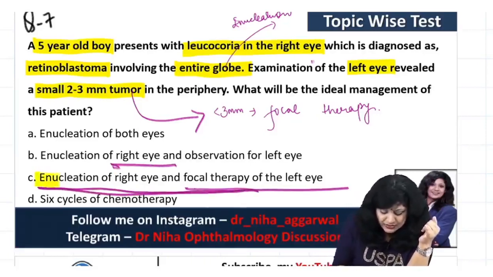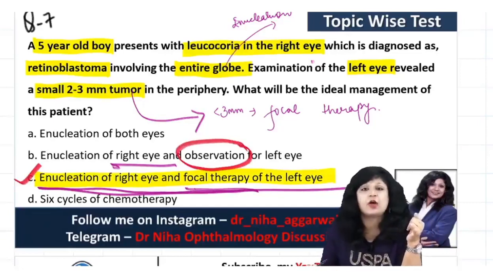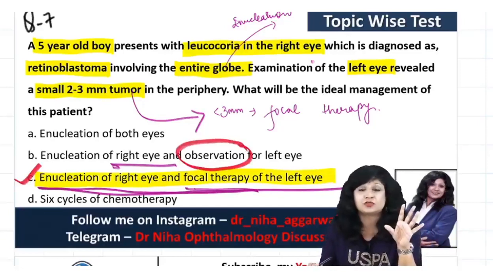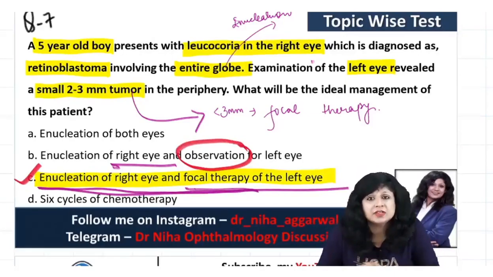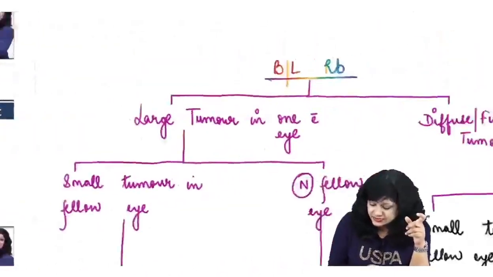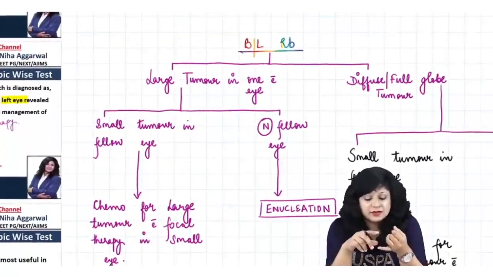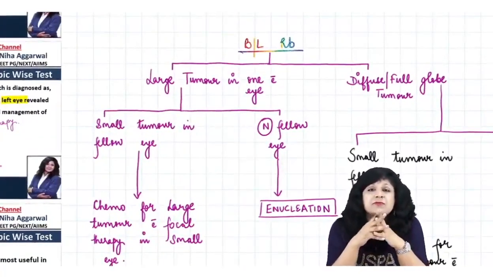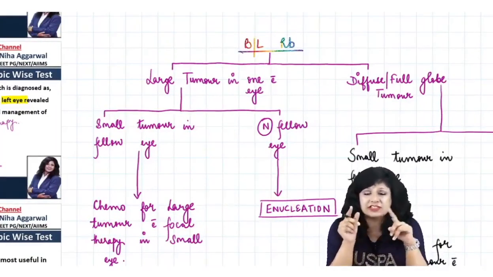Answer should be enucleation of the right eye and the focal therapy of the left eye, because I cannot do observation. Observation we are not doing for retinoblastoma. That is a tumor and not something which has to be observed. So what are the general guidelines? See, whenever you have bilateral. Now some of the students gave me this message that why it's not chemotherapy. So you have to do chemotherapy, but for this there are certain guidelines.